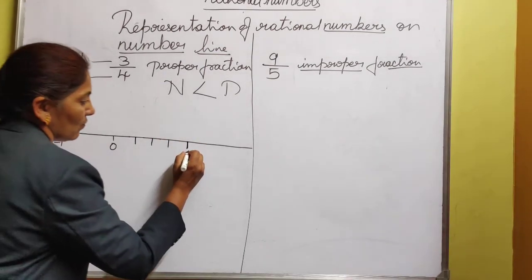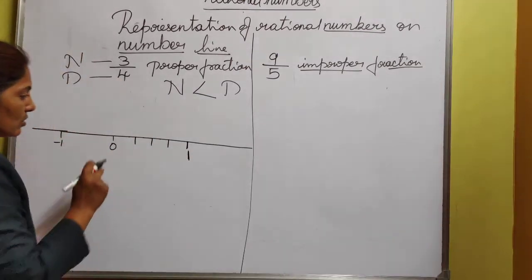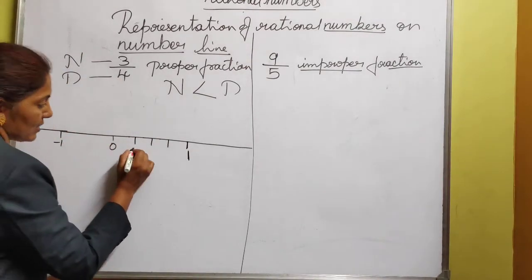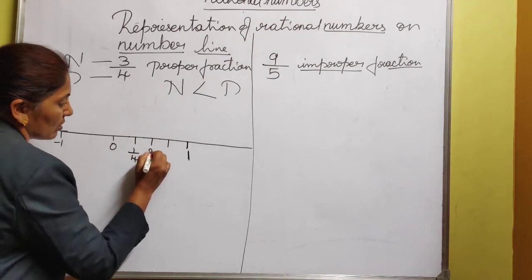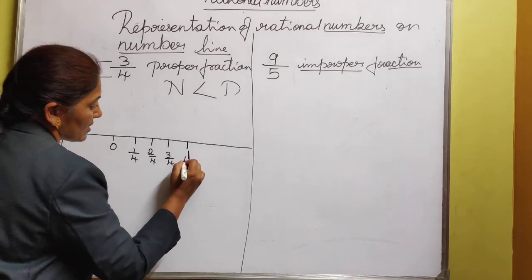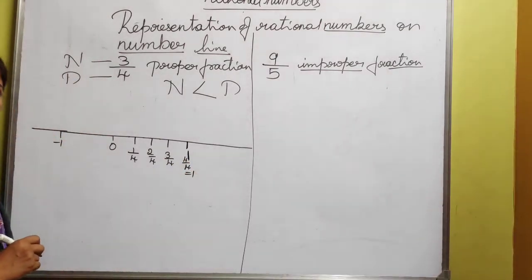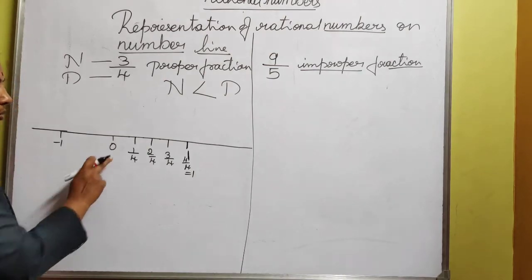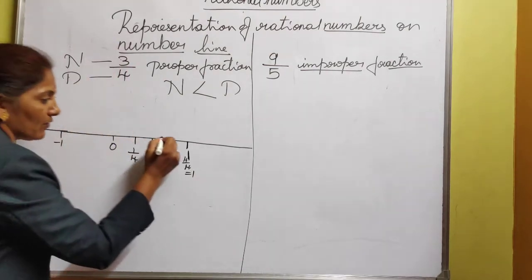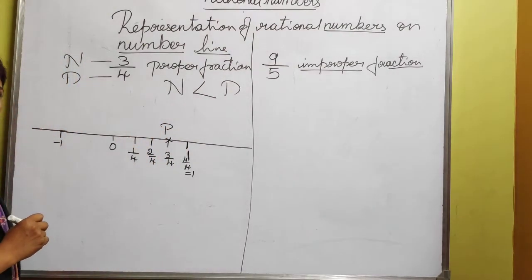So this will be 4 and I will read this 4 as what? 1. So what is this? I can read it as 1 by 4, 2 by 4, 3 by 4 and this is 4 by 4, which is nothing but equal to 1. Where is now 3 by 4? 3 by 4 is here. I'll mark this point as P.